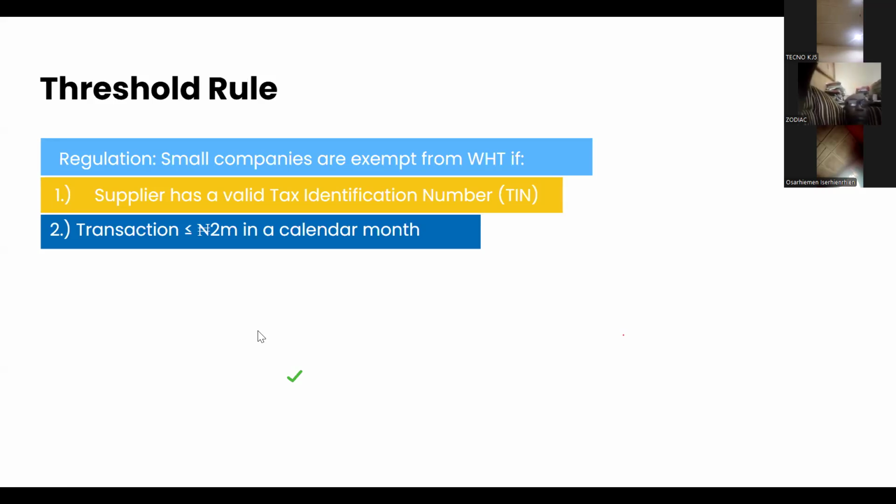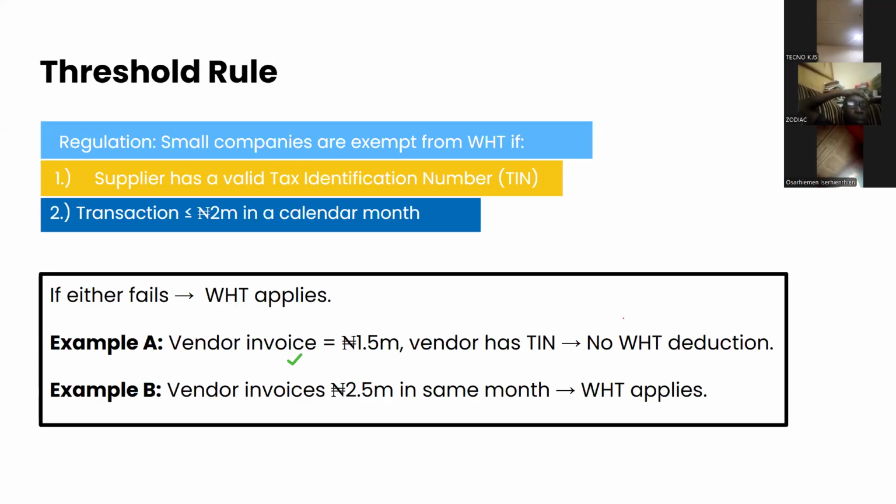So let's look at what the slide is saying. If either fails, withholding tax applies. So if it doesn't meet these two criteria, withholding tax applies. And you can see there is this little example on the screen. Vendor invoice. Let's take, for instance, 1.5 million. Vendor has a TIN.